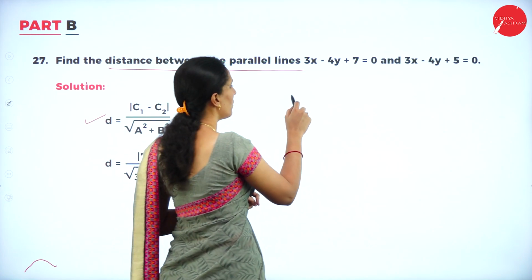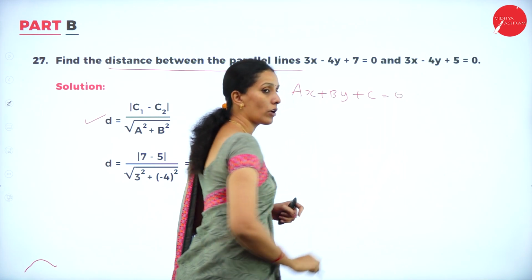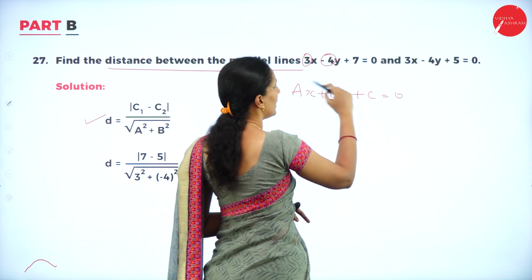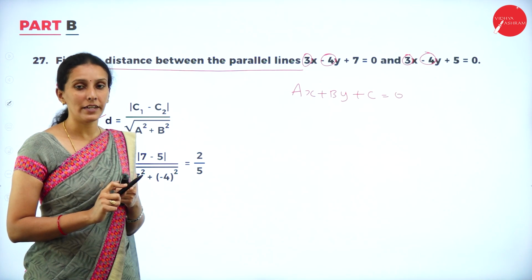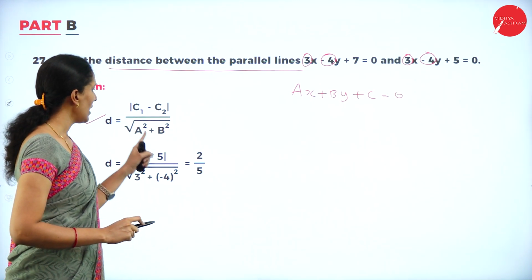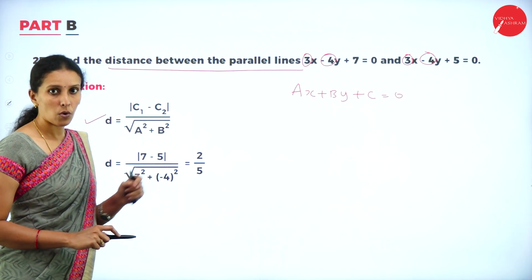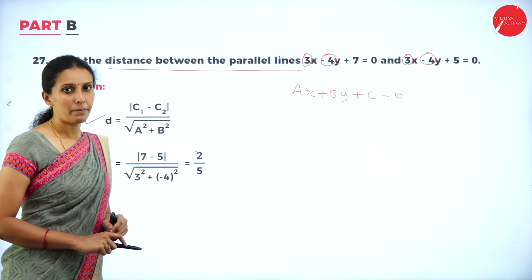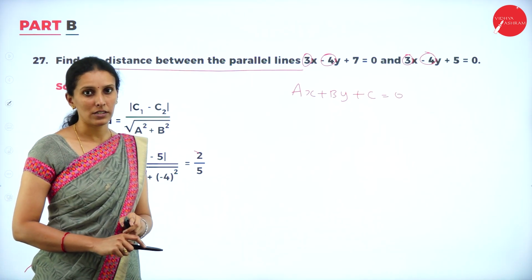So the general equation will be expressed in the form of ax plus by plus c is equal to 0 for the line. Whenever there are parallel lines, the value of a and b will be same. Only the constants c1 and c2 differ. Hence here c1, c2 is 7 and 5, 7 minus 5. A is 3, 3 square. B is minus 4 whole square. So it is 2 divided by square root of 25, which can be written as 5. Since it is a distance, it is always positive.